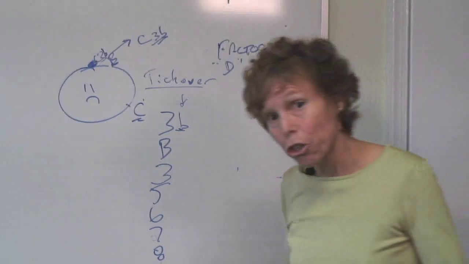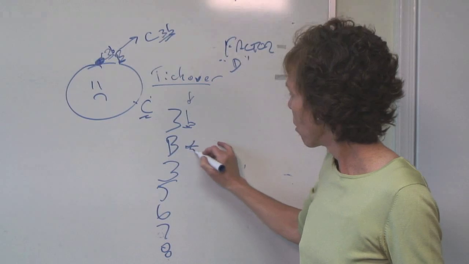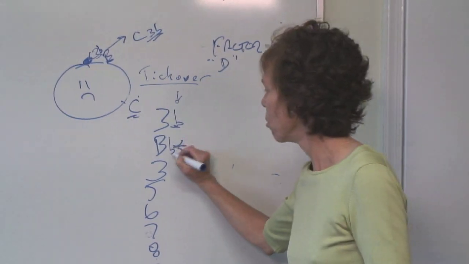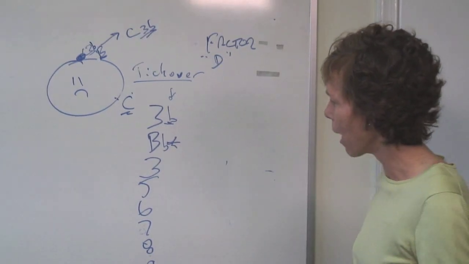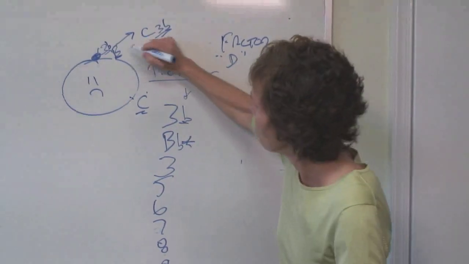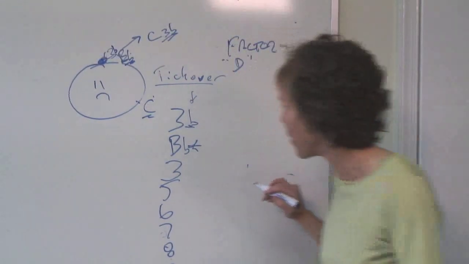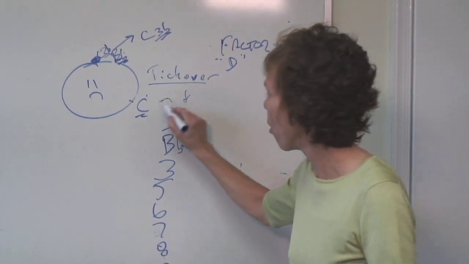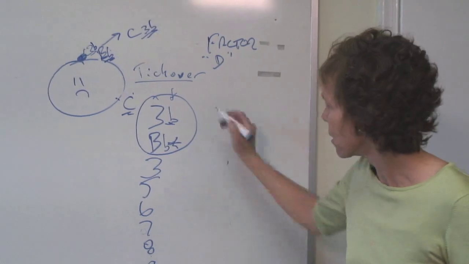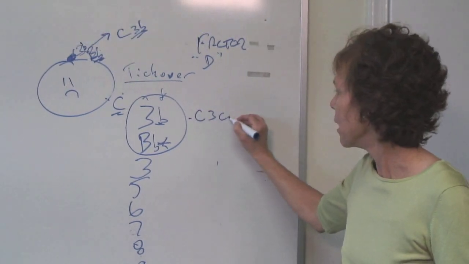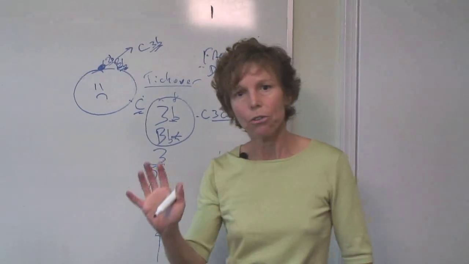Factor D, you can think of it as drinks are served. So D comes in and splits B into this, so you get C3b, Bb. So this is factor D and it becomes factor B. I'm going someplace with this, bear with me. These two together, C3b, Bb, we call the C3 convertase, the C3 convertase for the alternate pathway.